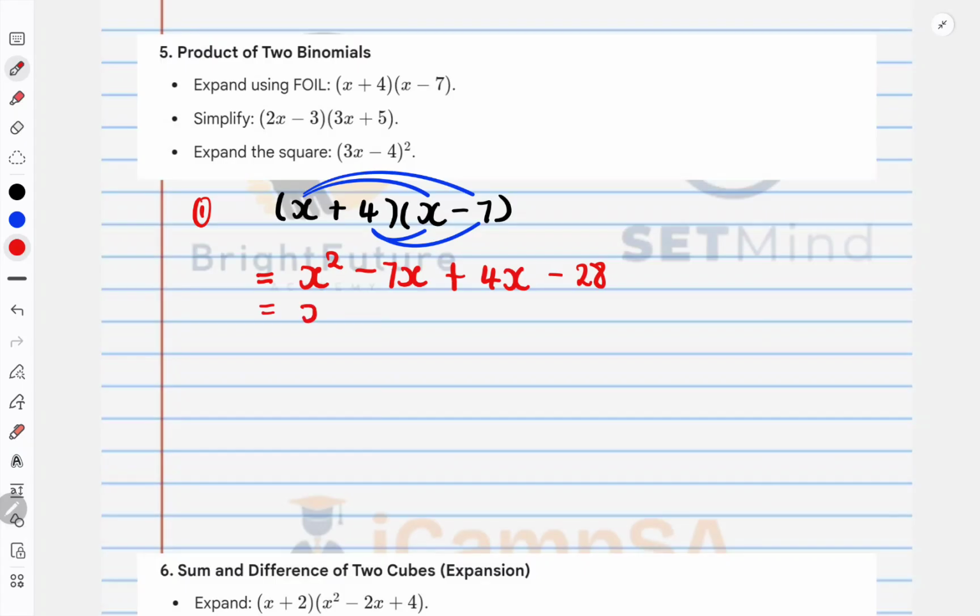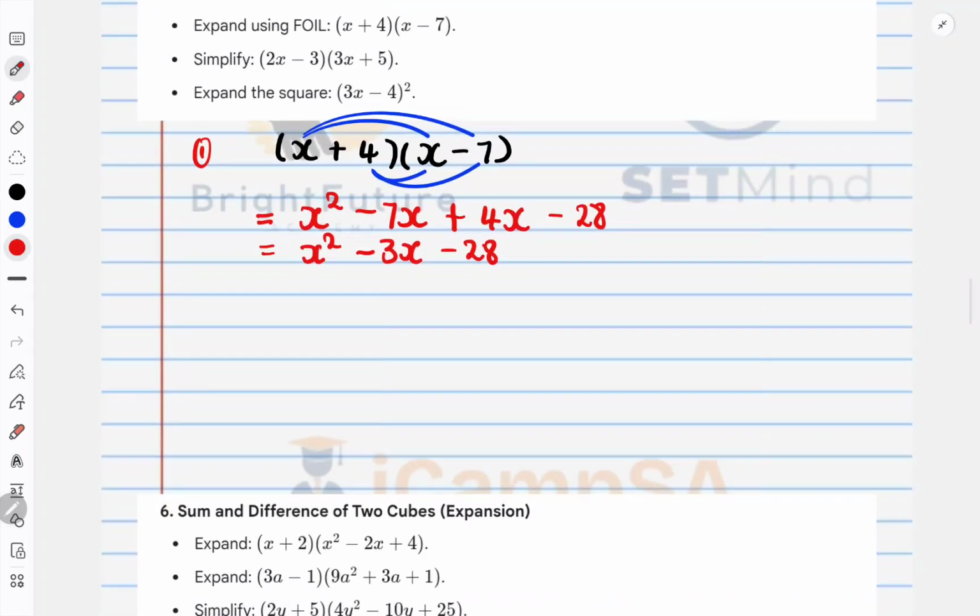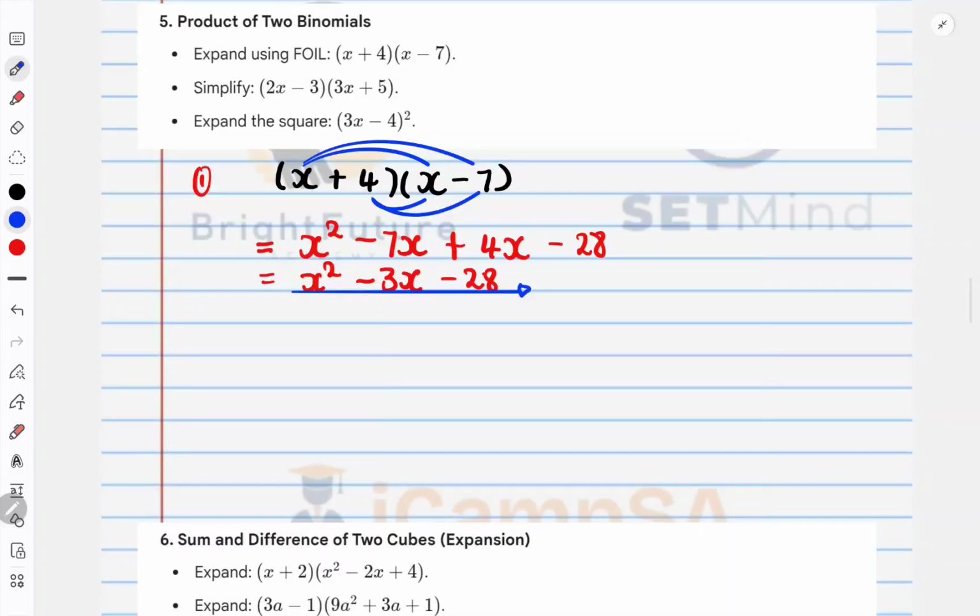And then we have x squared. Let's add the like terms. Negative 7x plus 4x will be negative 3x. Negative 3x minus 28. That is our final answer. Okay, and then we also simplify the following expression.